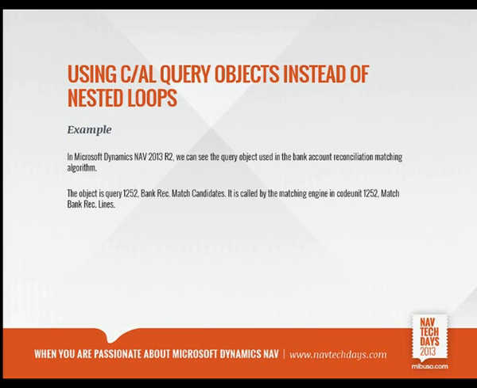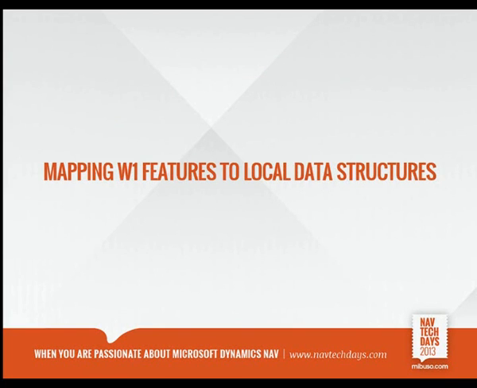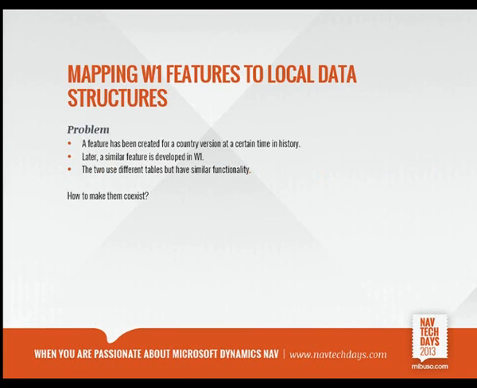Okay, and the third one, which is probably the most complex, is mapping W1 features to local data structures. As most of you probably know, we have a global version called W1, the core version of the application, and then country versions built on top with local features. The problem we had was that many times, when the W1 version didn't have a feature, the localization team developed their own feature in a specific country. Then time passed, and we decided to implement a generic version of that feature in W1. So now we would like to make it work with the country feature. One option would be to cut the country feature, but we wouldn't like to do that because people would probably get upset. So we have to make these two features coexist.